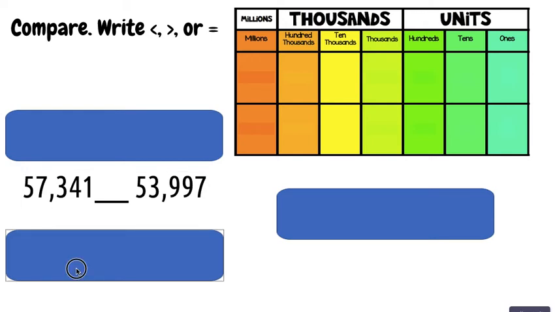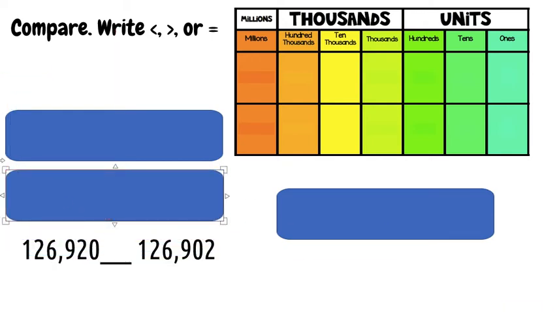All right, let's go ahead and look at our next example. We have a little bit larger of a number. We have the number 126,920 compared to 126,902. Go ahead and pause this video right now, fill in your place value charts, and solve.